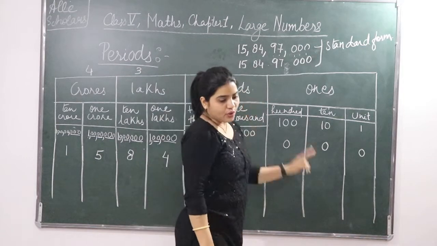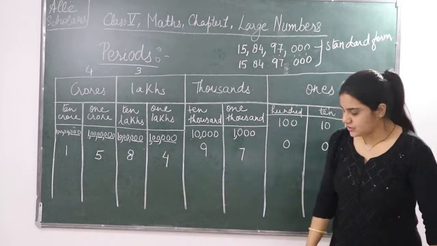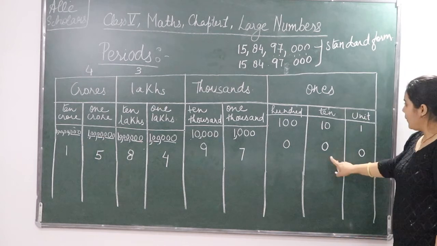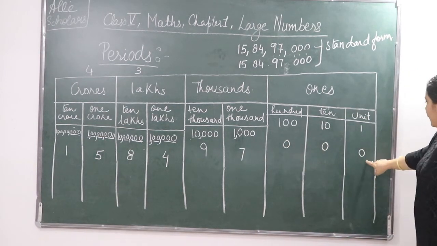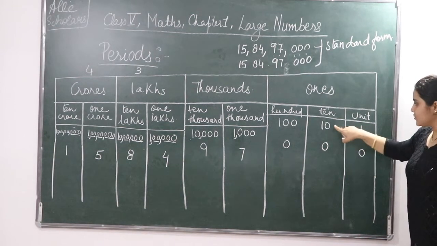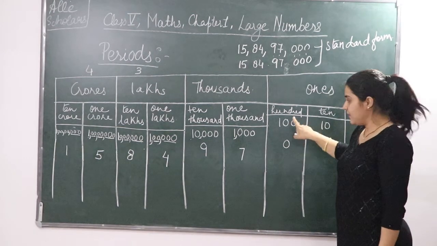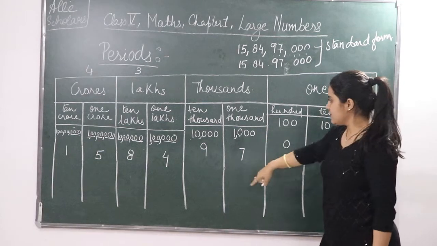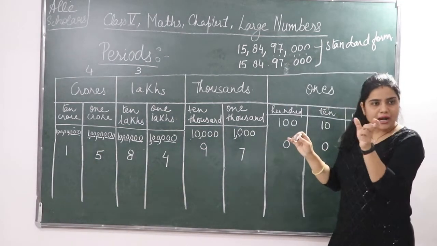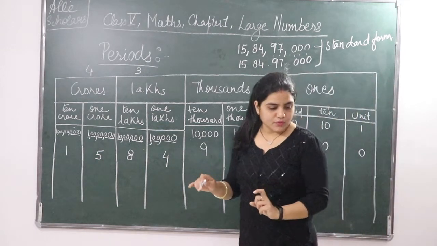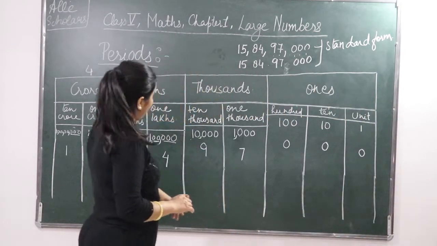Next comes your expanded form. So in expanded form, you have to count them like this. Fine? So 0 into 1, 0 into 10, 0 into 100, 7 into 1000, 9 into 10,000. And you have to add all of them. This will give you the expanded form.